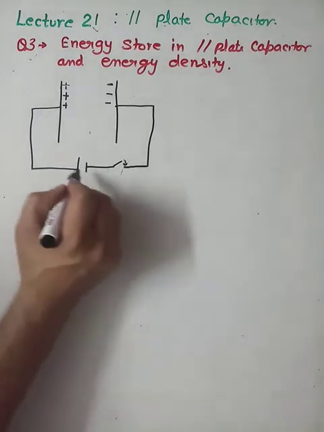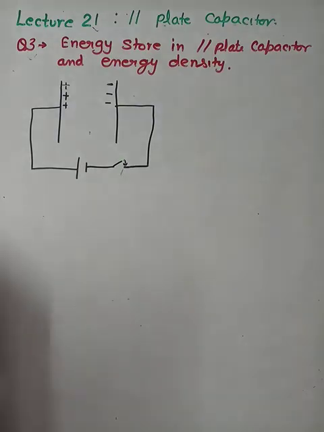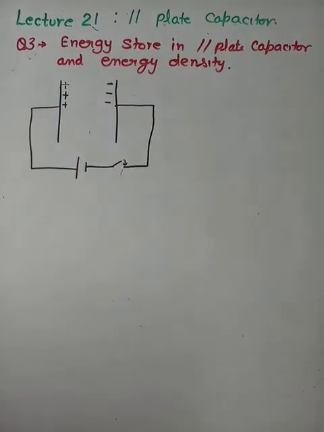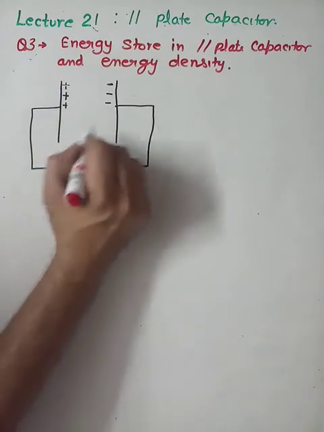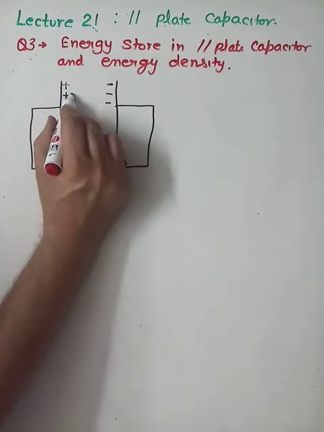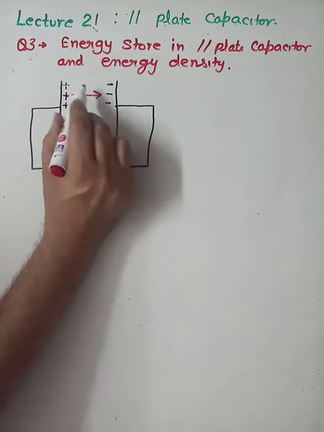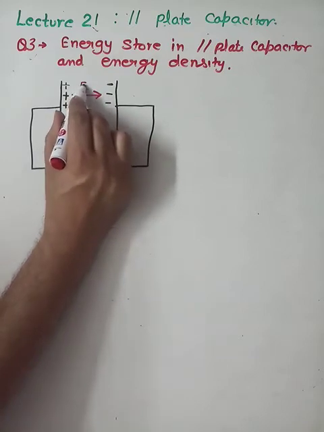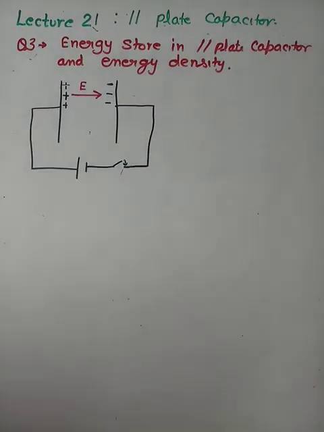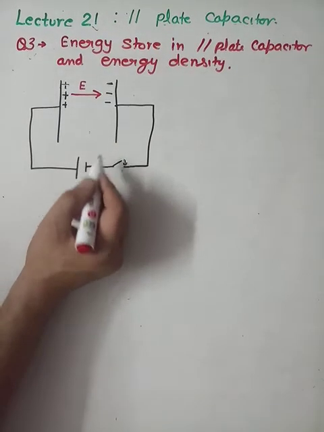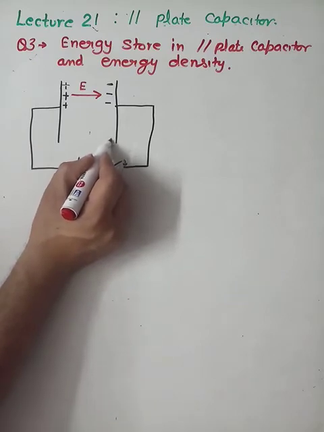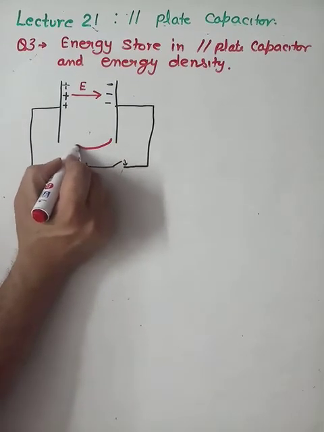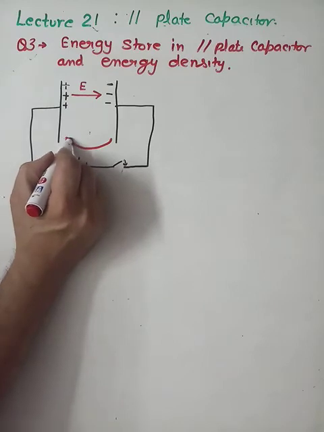Each time the battery has to do work against the field created between the two plates. Until the capacitor is fully charged, the field between the plates goes on increasing. This is the direction of the field between the two plates of a capacitor. And the role of the battery is to transfer positive charge from the negative plate to the positive plate.